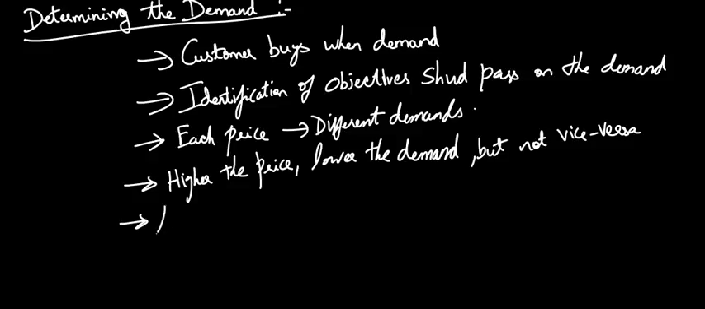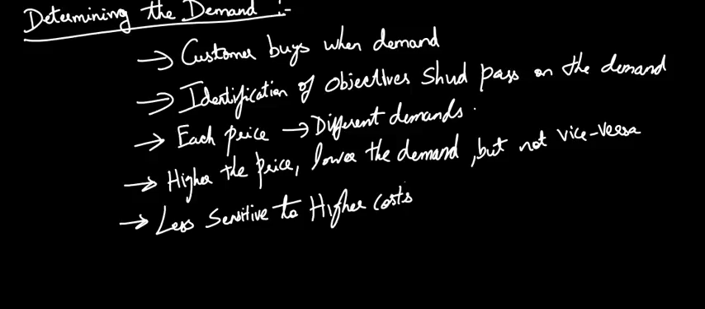very sure that customers are less sensitive to higher costs and lower quality. So your demand has to be studied in this particular manner. Now the next step for setting up pricing objective is to estimate the costs involved, estimating the costs involved in the pricing process.